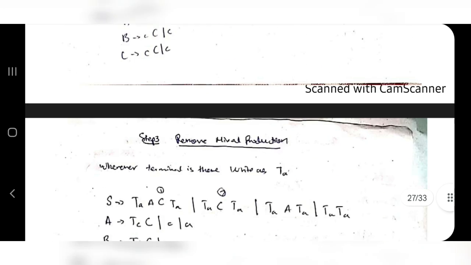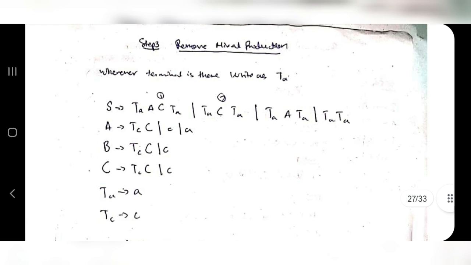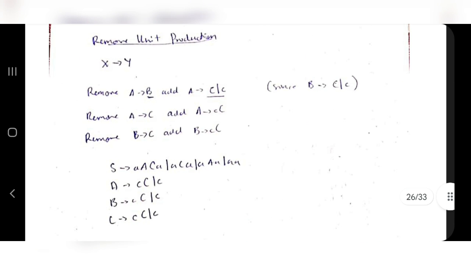Our third step is to remove the mixed productions. Mixed production means what is written here is AC small a, which is a terminal ending with small a, and in between we have capital A and capital C. But in the final string we need all capital letters.